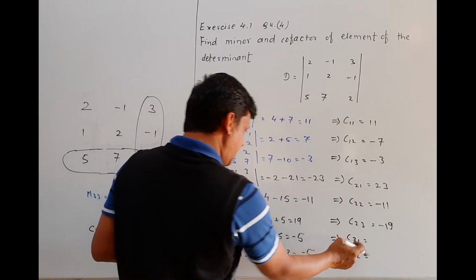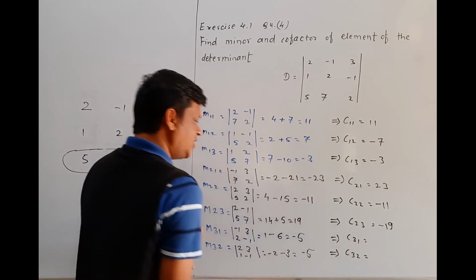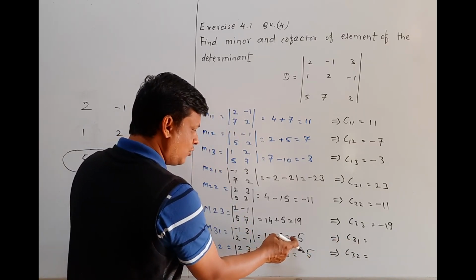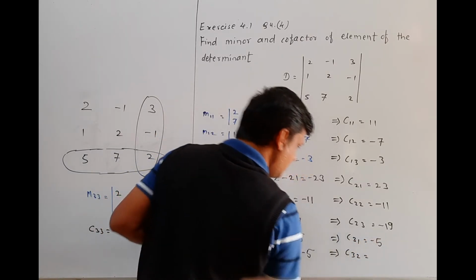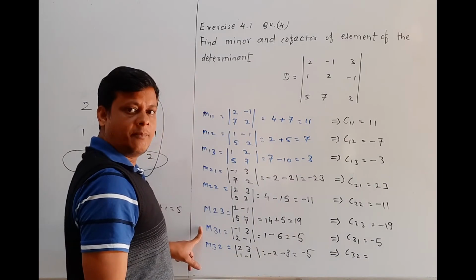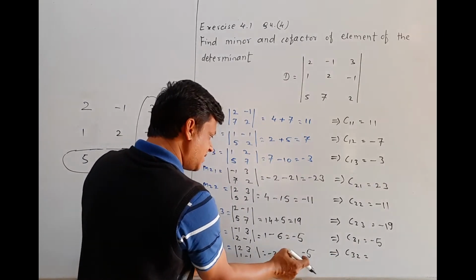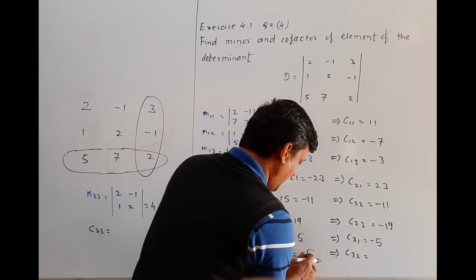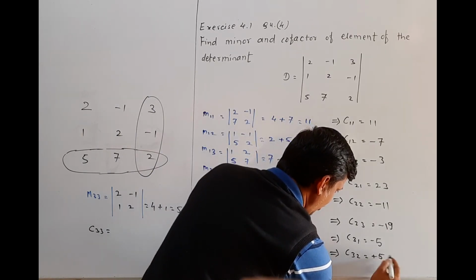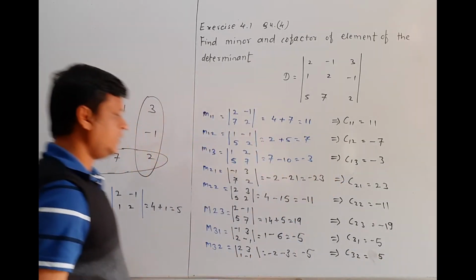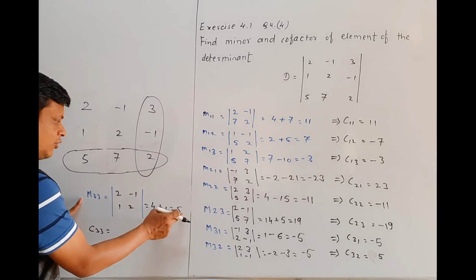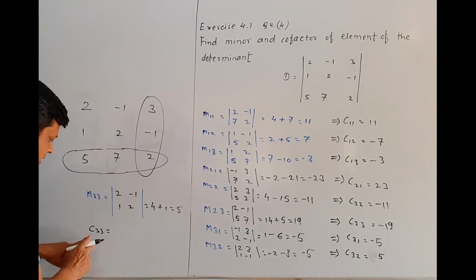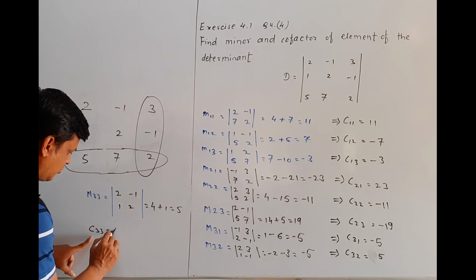Then for C31, 3 plus 1 is 4. 4 is an even number. So we have to write the minor as the cofactor. So minus 5 as it is. Then 3 plus 2 is 5. 5 is odd. So we have to change the sign of this minor for the cofactor. So minus 5 we write here as plus 5, or simply 5. Then for the last minor, M33, 3 plus 3 is 6. 6 is an even number. So we don't have to change the sign for the cofactor. So here C33 is equal to plus 5.